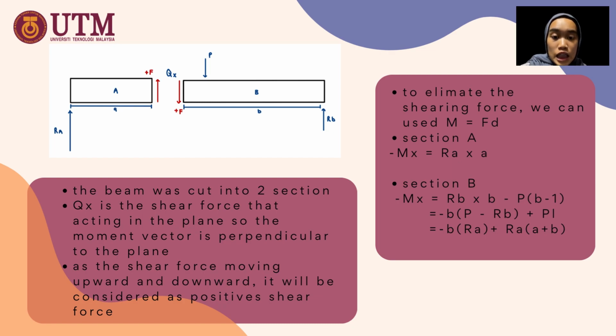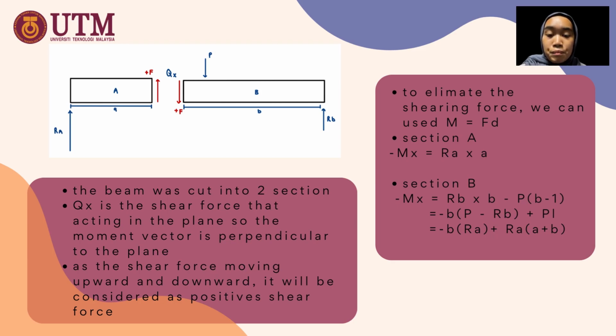In our calculation, we would like to eliminate the shear force, which is Qx, so we can use our equation moment equal to force times distance, which is M equal to Fd. For section A, we would like to eliminate the Qx by using the formula negative Mx equals resultant force Ra times A, which is the distance.